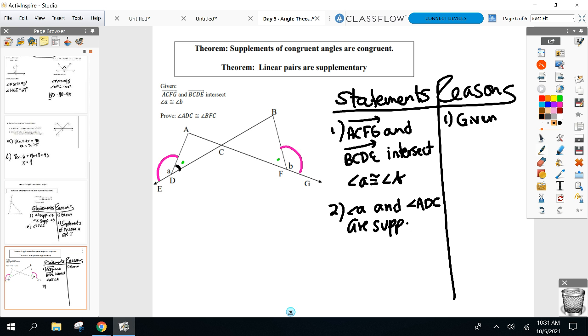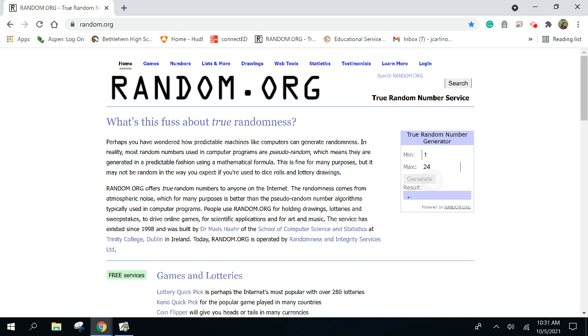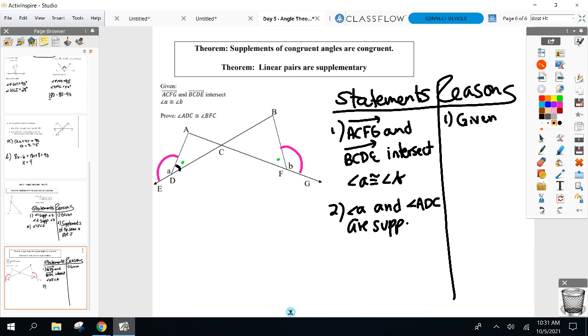And give me the other pair on the other side, please, that are supplementary. Callum? Angle B and angle BFC. BFC, got it? Yep.